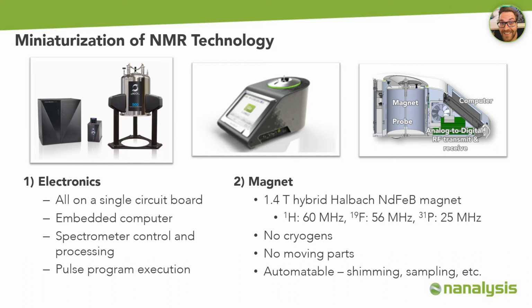The magnet is a 1.4 Tesla hybrid Halbach neodymium iron-boron magnet, which corresponds to 60 MHz in the proton channel. As the system is based on permanent magnet technology, no cryogens are required, and there are even no moving parts which might get stuck and cause interruption of measurement operation. Automatable features like automated shimming allow the user to fully focus on the experiment.